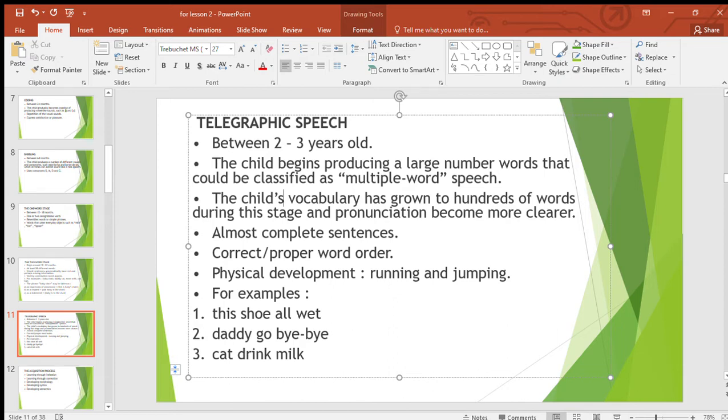So almost complete sentences. The word is almost. Of course, they're still learning. They're able to say much clearer, much more easily understandable sentences, but it's still not the correct and proper word order.